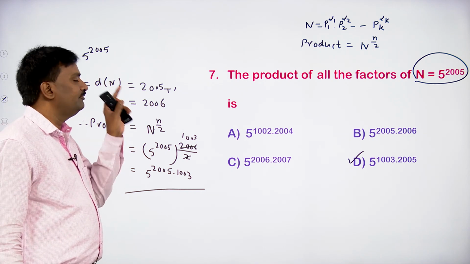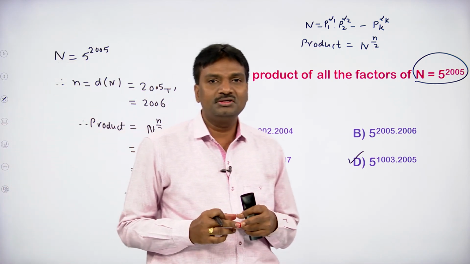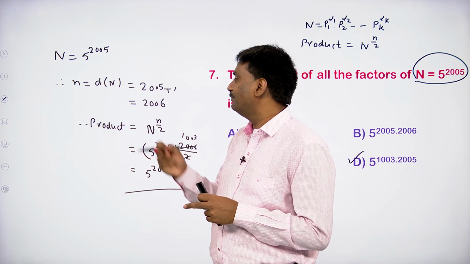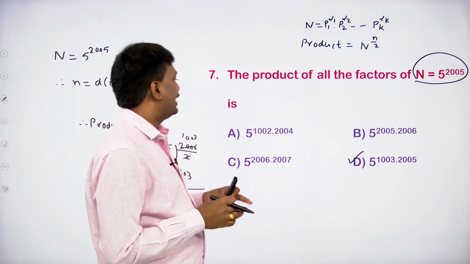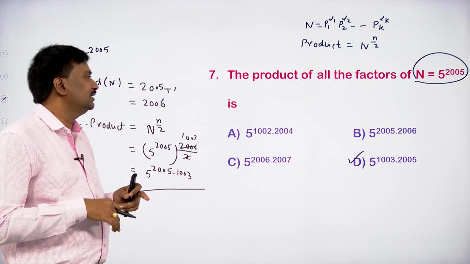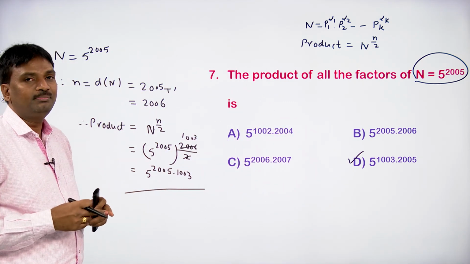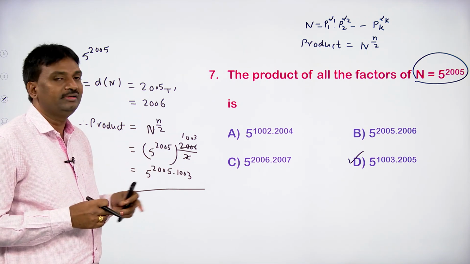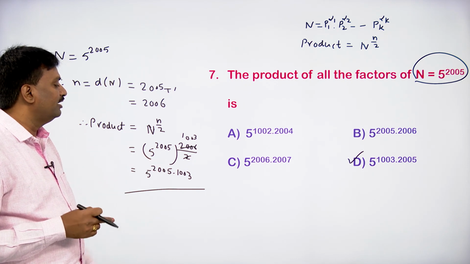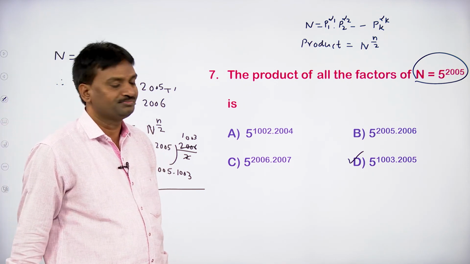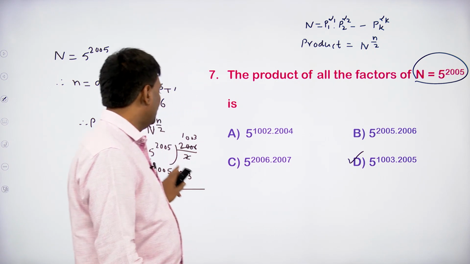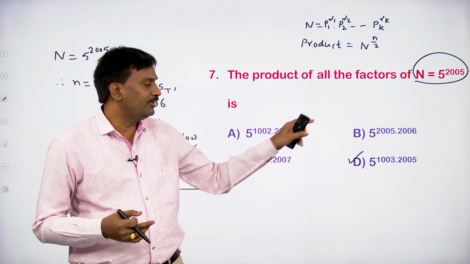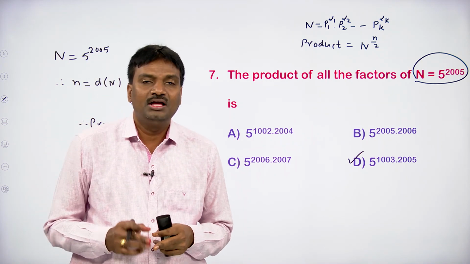Now the product of all divisors of n, with 2006 divisors, equals capital N power small n by 2. Capital N is nothing but the given number, that is 5 power 2005, to the power 2006 by 2. By dividing 2006 by 2 you will get 1003. So 5 power 2005 into 1003, by observing the options, we have this in option D only. So for the given problem we can take option D as the correct option.